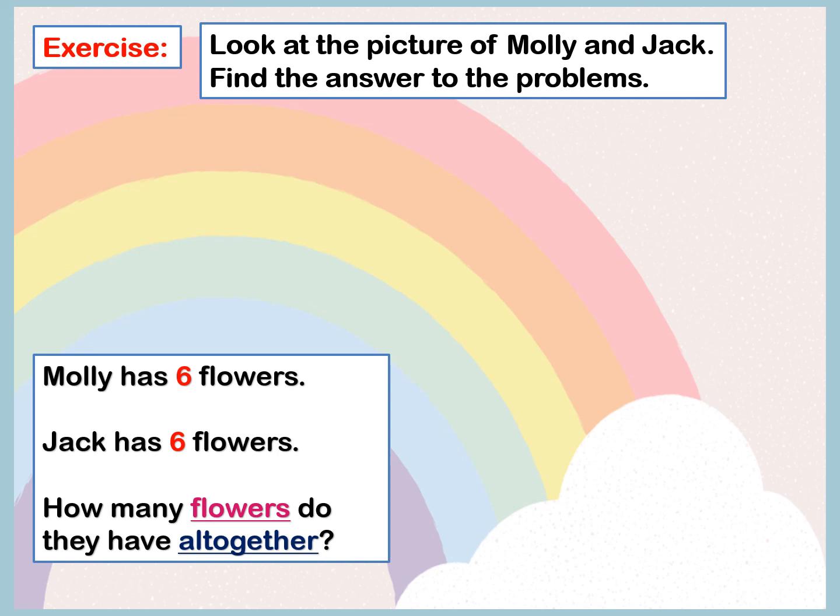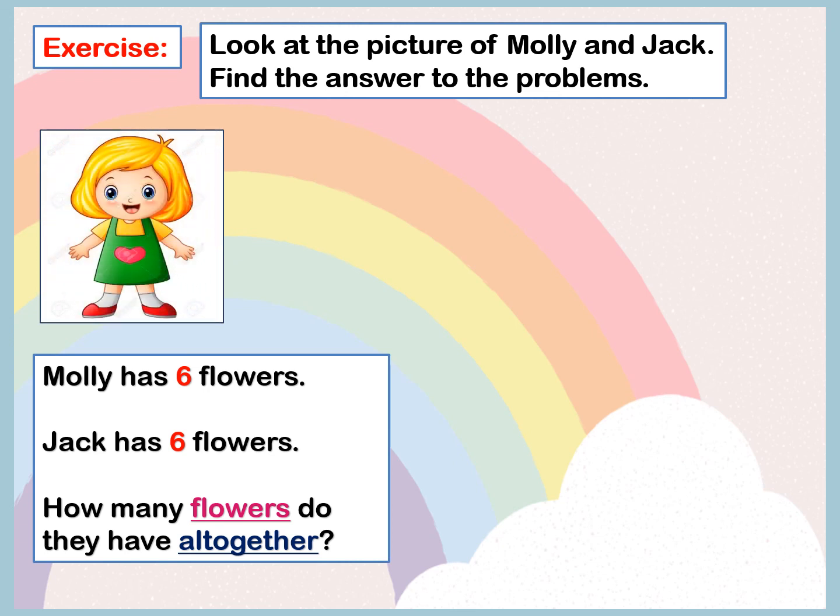Molly has 6 flowers. Jack has 6 flowers. How many flowers do they have all together? All right, kids, Molly has how many flowers? Right, 6. What about Jack? Jack has? Great, 6. Now we are going to find the answer later.